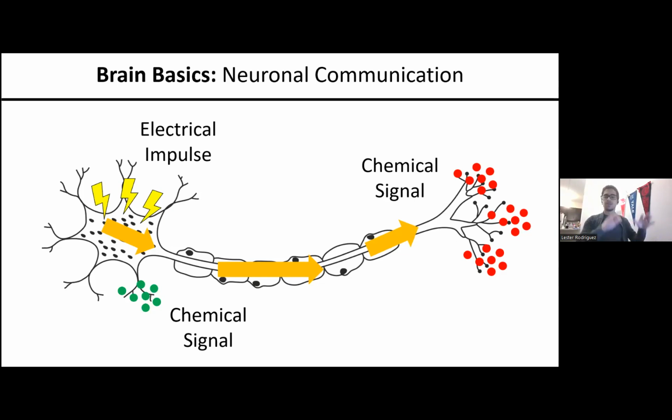Okay? So just to put it all together, we take in a chemical signal, a bunch of chemicals. It starts an electrical impulse that travels through the neuron, and eventually we send out more chemicals to the next neuron in the chain. And that happens again and again and again in this sort of giant cycle. And that is how our brains, or our neurons in our brains, can communicate.